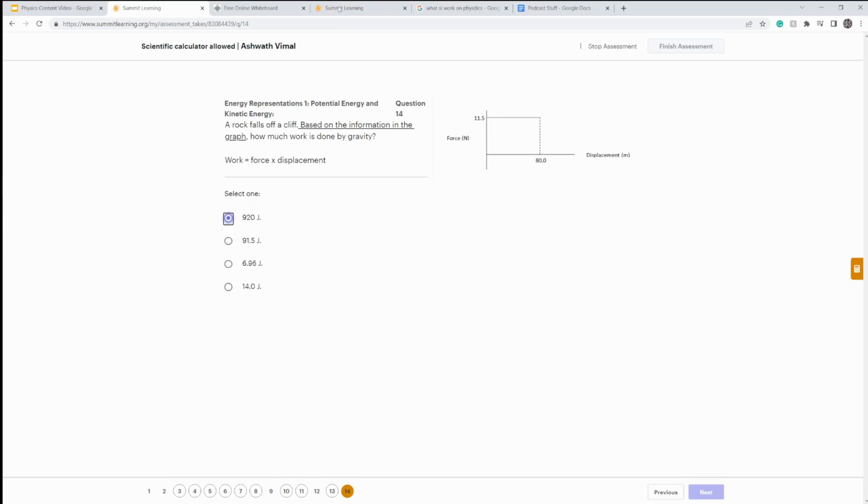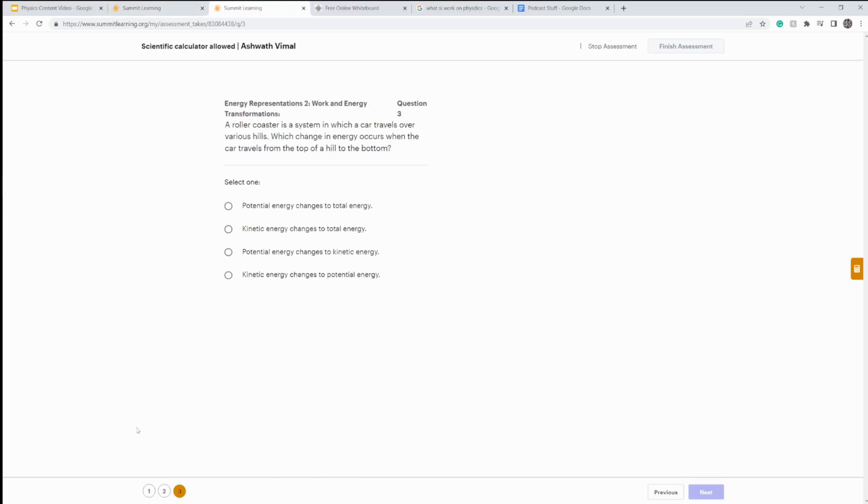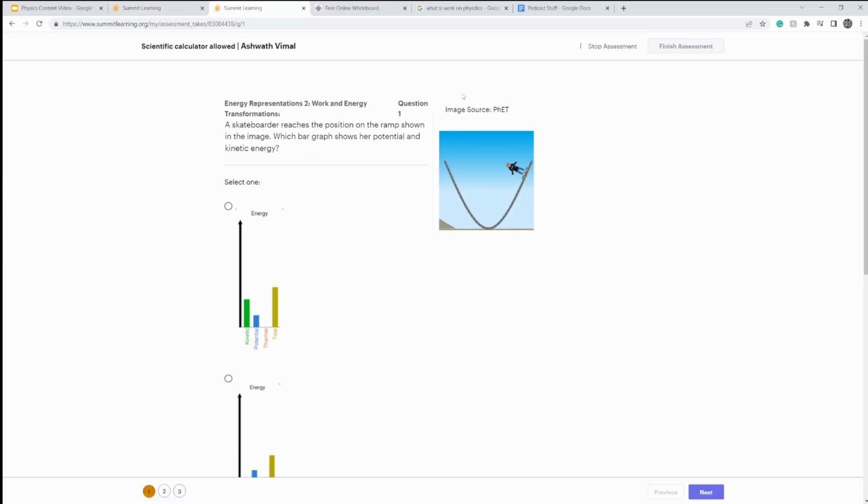All right. We're going to end it off with 2 diagnostics from Energy Representations 2. Sorry, we don't have more. There's only 3 questions in the diagnostic. So a skateboarder reaches a position on the ramp shown in the image. Which bar graph shows her potential and kinetic energy?